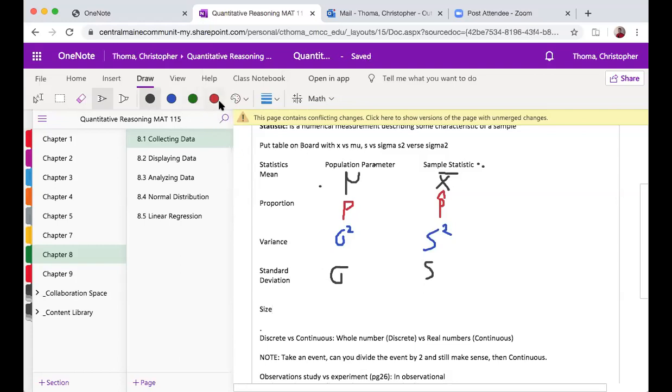And then finally, let's do orange. Our population size is a capital N, and our sample size is a little n. So these are the symbols.